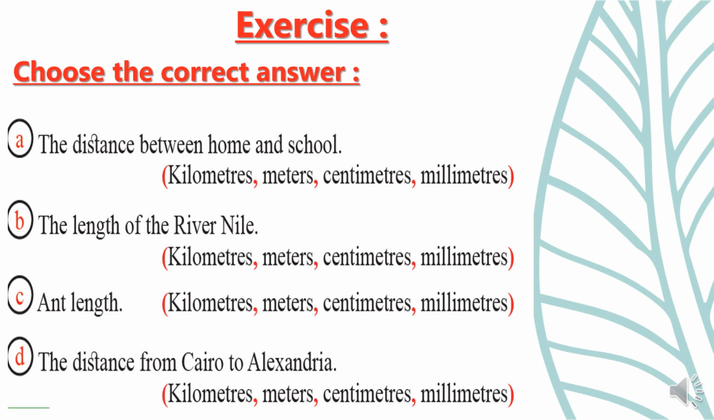Exercise, choose the correct answer. The distance between home and the school, we will choose it's a long distance, so it's kilometer. The length of the Nile River is also a long distance, so kilometer. And the length is very small. The ant is very small. So the answer will be millimeters. And last one, the distance from Cairo to Alexandria is between two cities, so the answer will be kilometer.